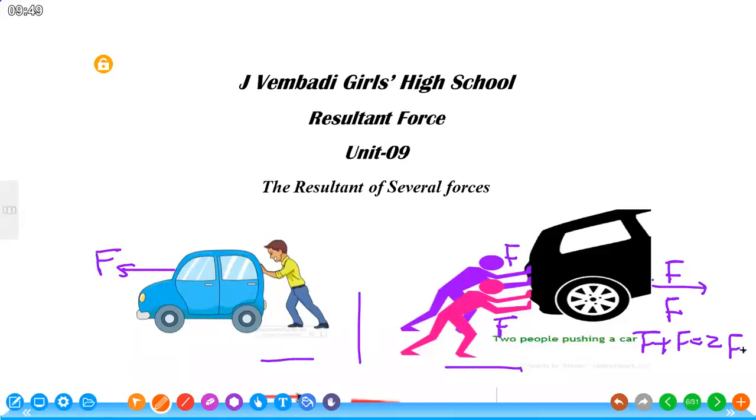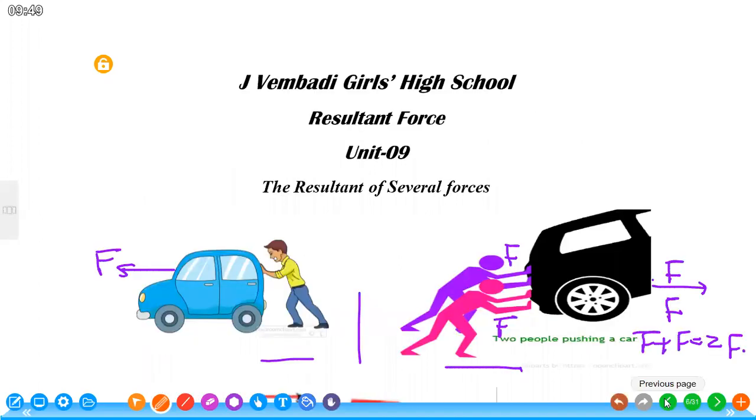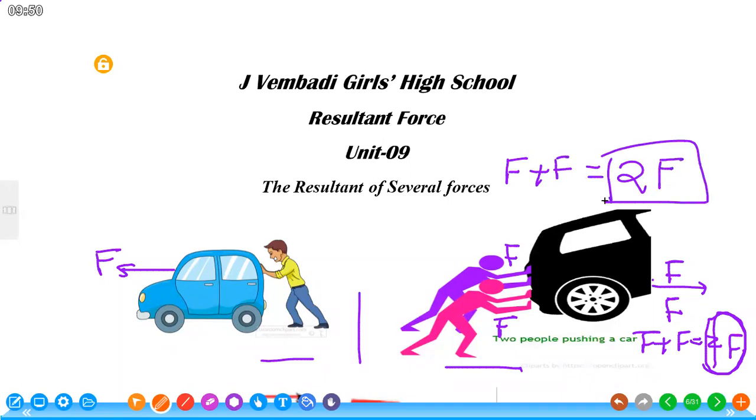Now we are going to have a session to clearly know about it. We must know the concept of resultant force. What is resultant force? In the first figure you observe the two forces, and the resultant force is 2F. The resultant force is F plus F, that is equal to 2F. So according to this, I call it the resultant force.